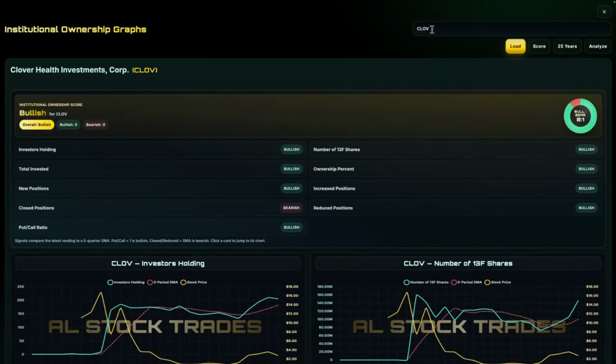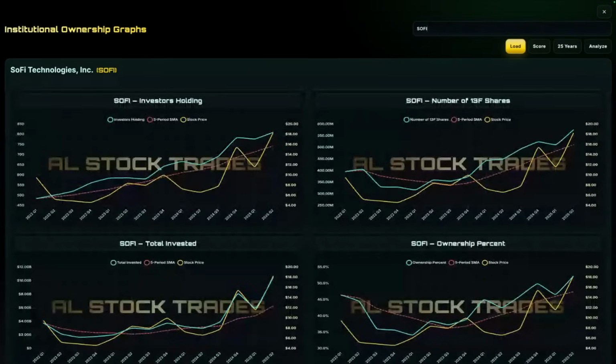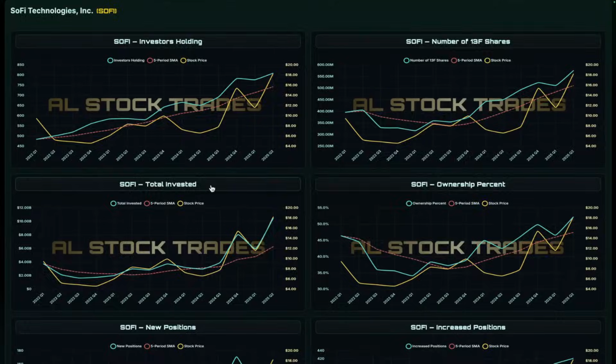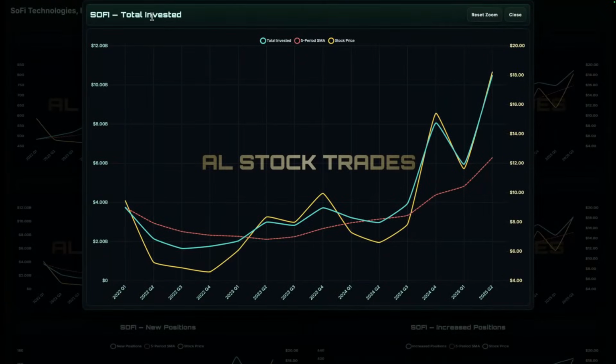And I'm gonna share it with you. But before I do that, let me just show you SoFi. So here's SoFi, and let me show you what I mean. Here's total invested for SoFi, and you can see the stock price in yellow, and then the total invested of institutional ownership. You see how it rides together? It literally rides together. It comes together, right? You see that?